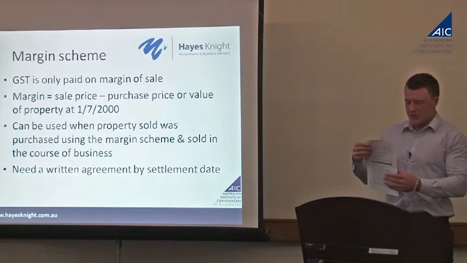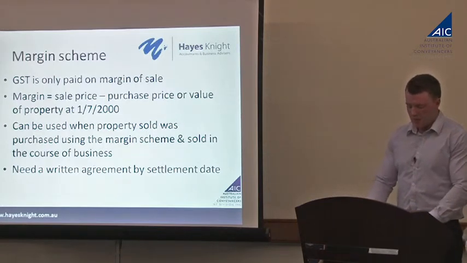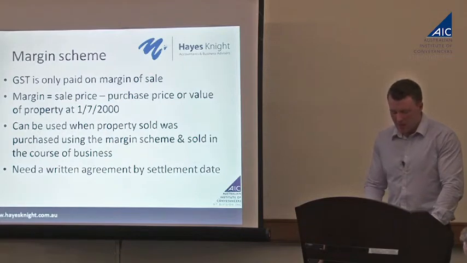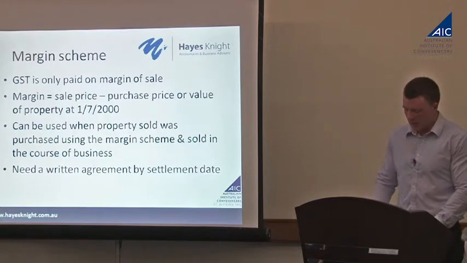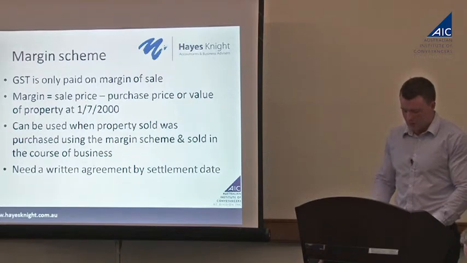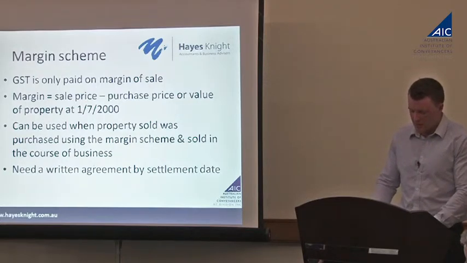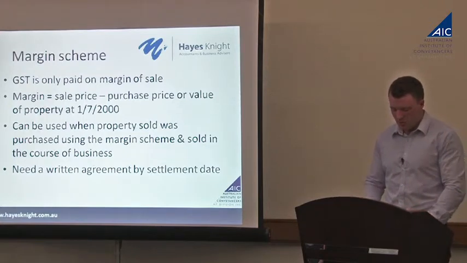So in terms of the margin scheme, under the margin scheme, GST payable on the sale of a property is 1/11 of the margin on the sale, as opposed to 1/11 of the full sale price. Margin is defined, there's two ways of defining the margin. We've got the consideration method, which is quite straightforward. It's the sale price less the purchase price.